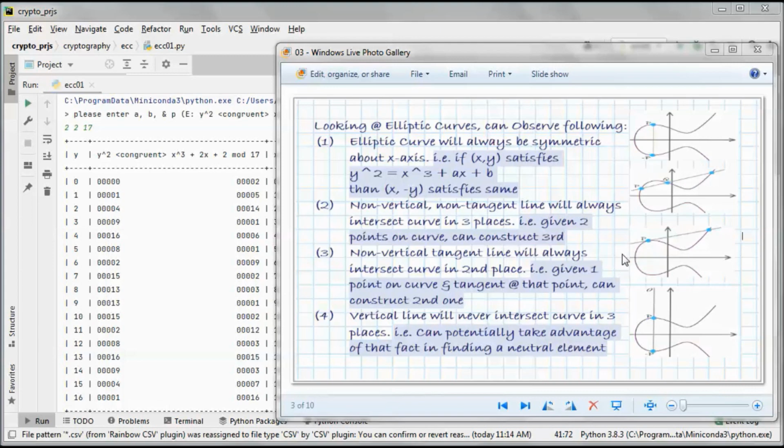And we can also observe that a non-vertical tangent line will always intersect the curve in a second place, meaning given 1 point on the curve, P here, and a tangent line at that point, we can construct this second point. And we can also observe that the vertical line will never intersect the curve in 3 places. This means that we can potentially take advantage of that fact in defining a neutral element.